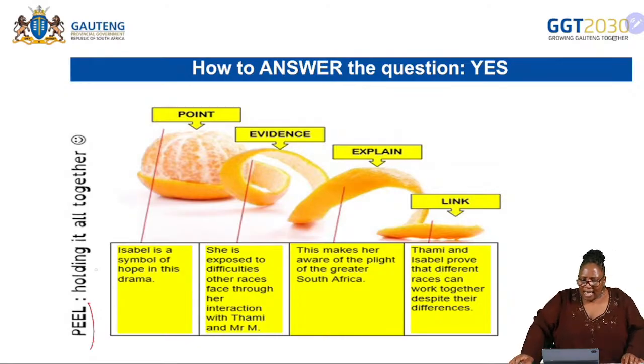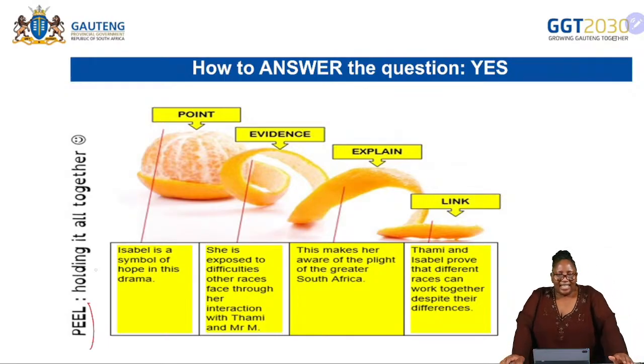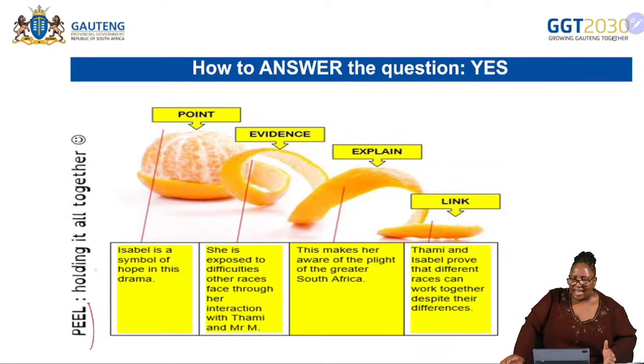Let's look at Isabel in My Children, My Africa. They say Isabel is the symbol of hope in the drama. That's a statement. Is it true that she is a symbol of hope? If you agree, we are going to say yes. She is exposed to difficulties other races face through her interaction with Thami and Mr. M.